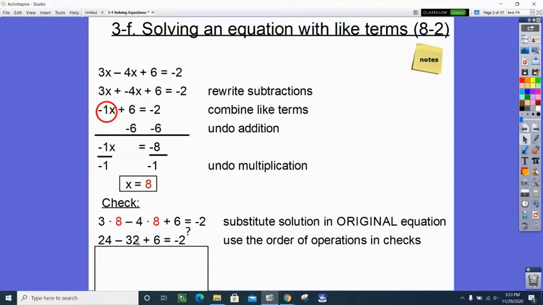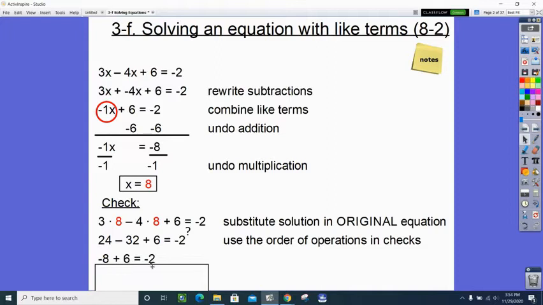4 times the 8 becomes the 32 plus 6 equals negative 2, or we hope it equals negative 2. And now we need to go left to right, adding or subtracting. So 24 minus 32. And again, if you prefer to change that to plus a negative as you're working, that's fine. Think your answer, check it in the calculator, and you should see negative 8.